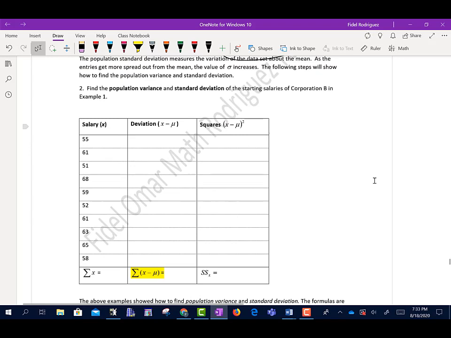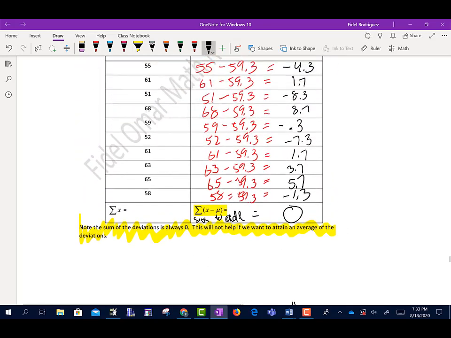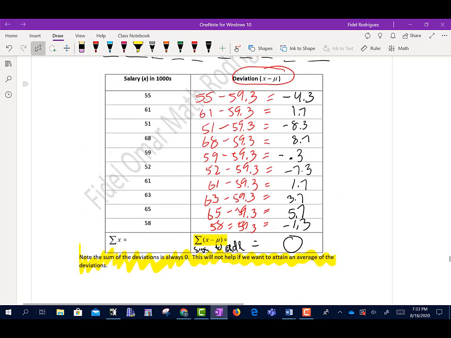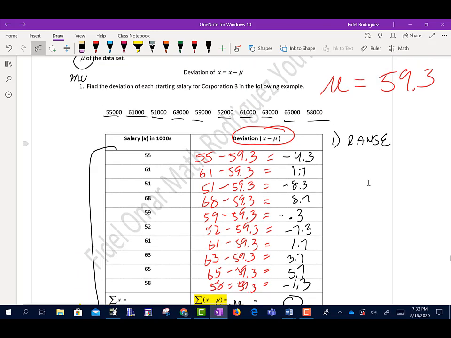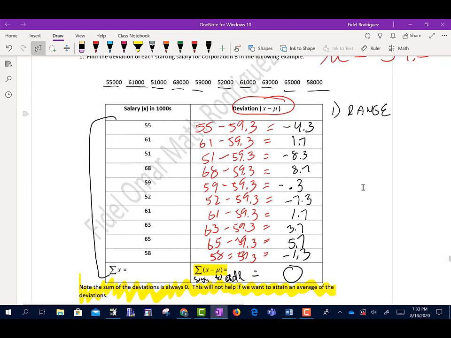Let's see if we can find the, because I never finished it, the population variance and standard deviation, okay? So I'll tell you what, using the same numbers that we had here, let's do this like we did earlier. Number 1, let's find the range, okay? And did we ever find the range? I don't think we did. Okay, so let's find the range.